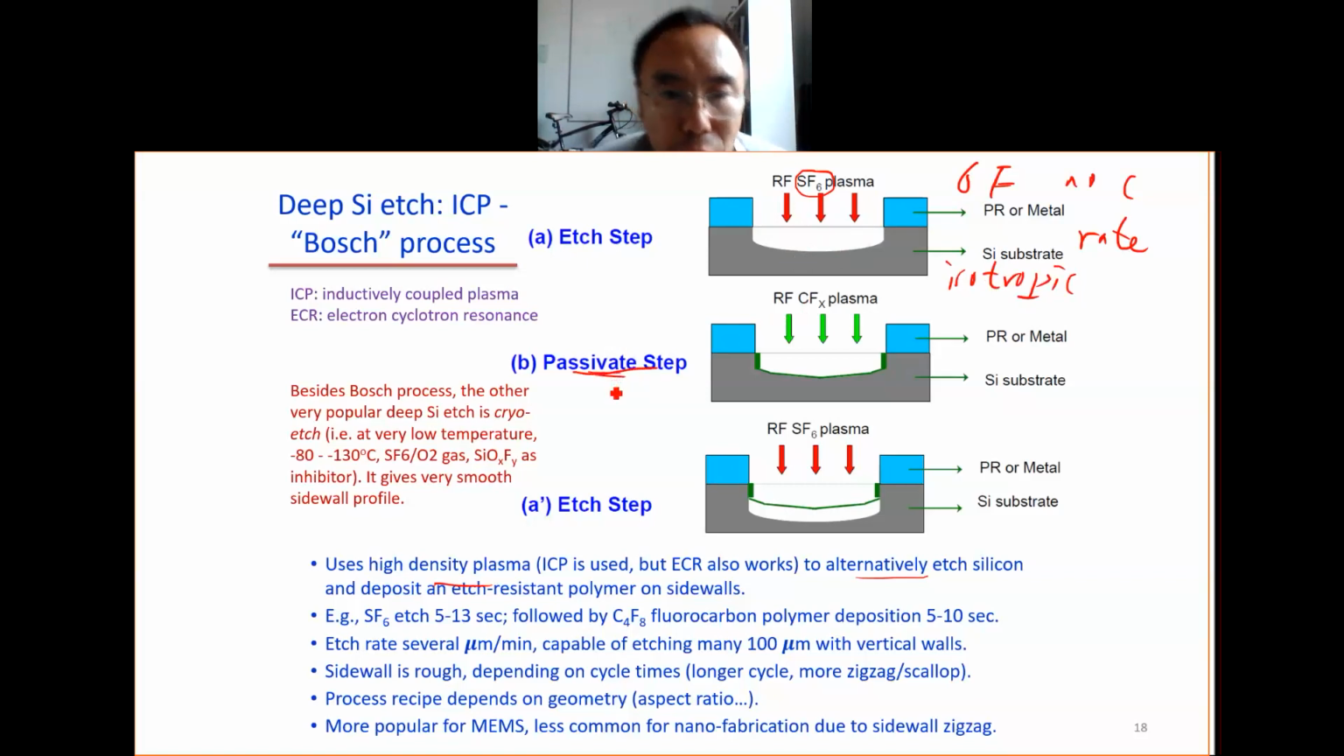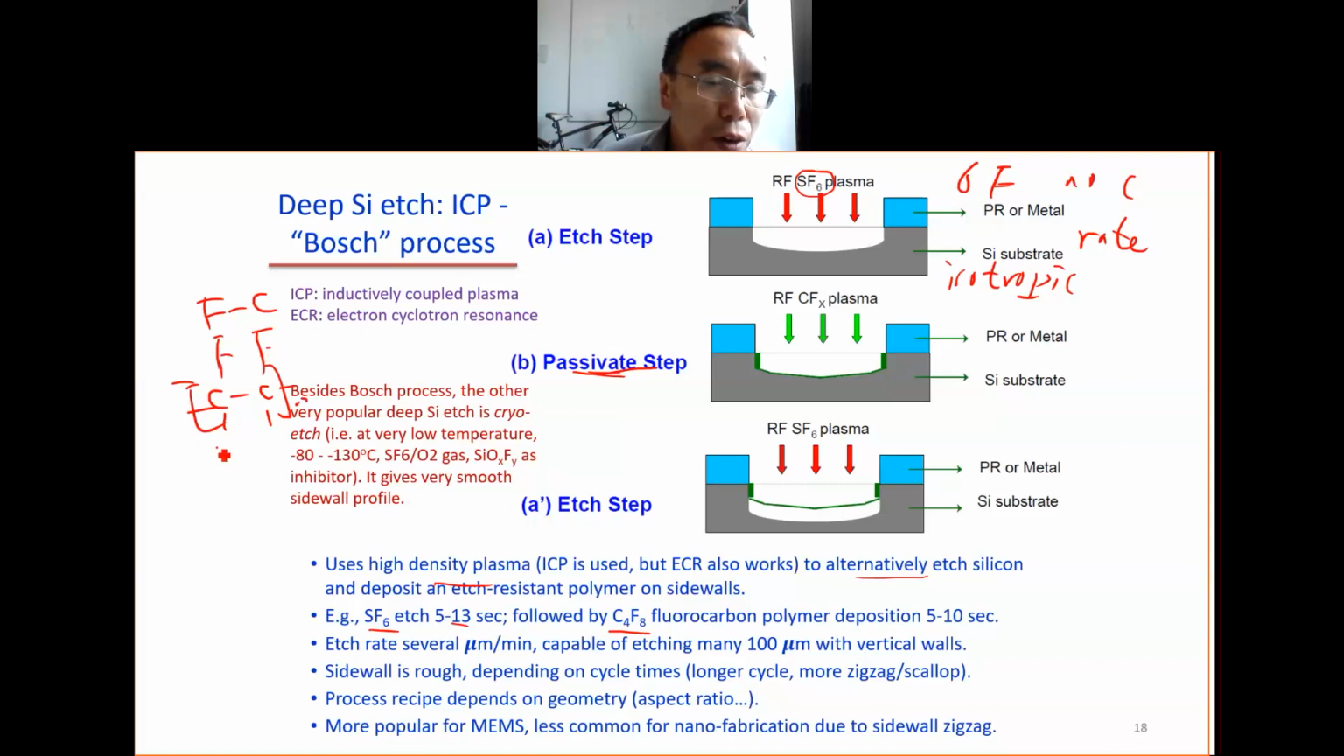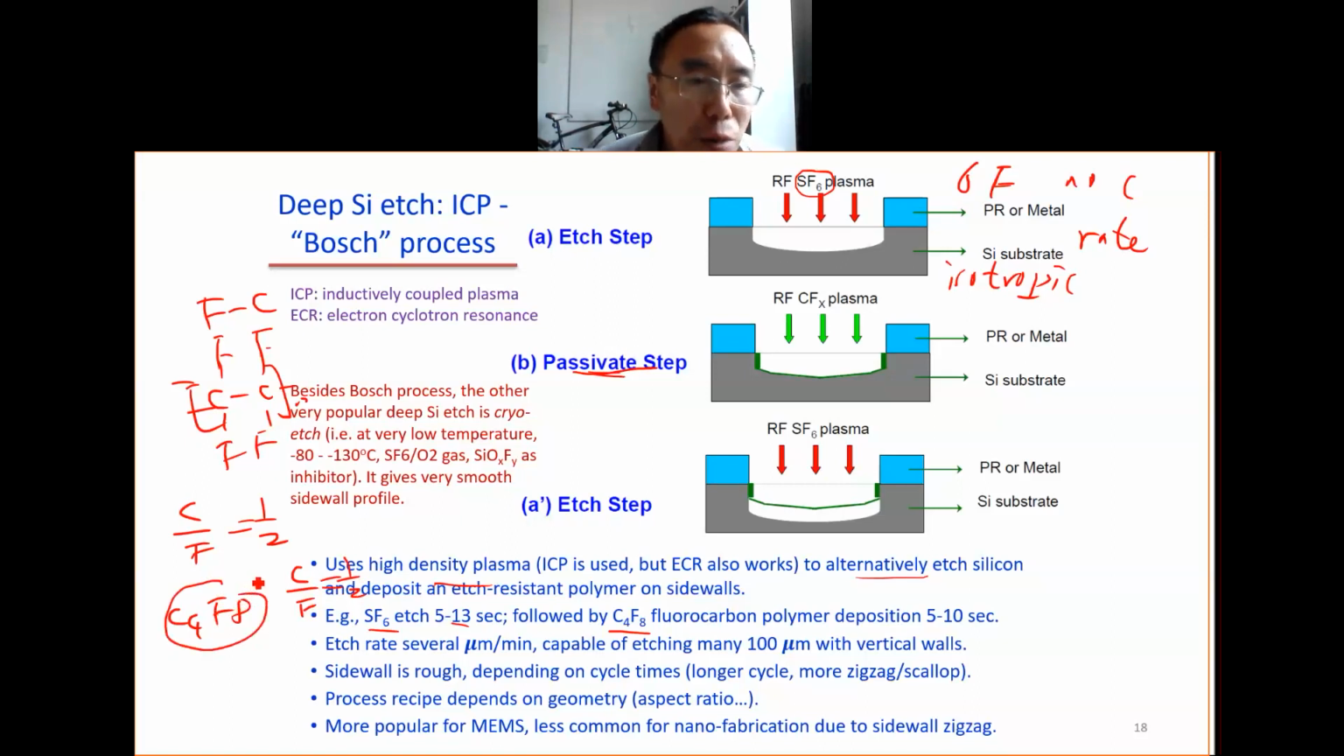For the passivation step, we have C4F8. So SF6 for a few seconds, C4F8 for a few seconds. We know that this is a fluorocarbon, as we have seen before. The carbon to fluorine ratio is 1 to 2. So C4F8, carbon to fluorine is also 1 to 2. That means this one is the most efficient to produce the fluorocarbon polymer on the sidewall.